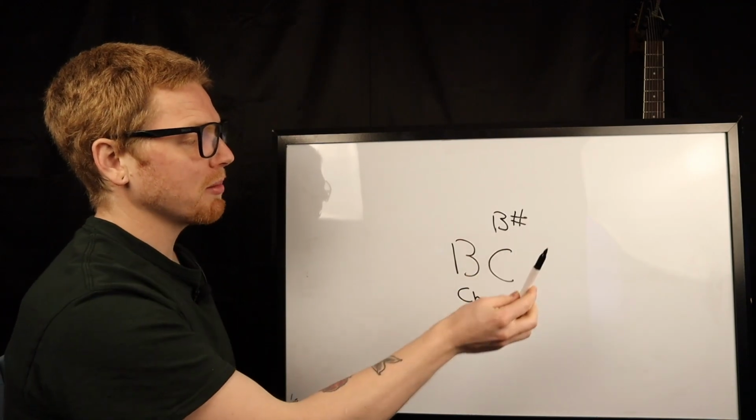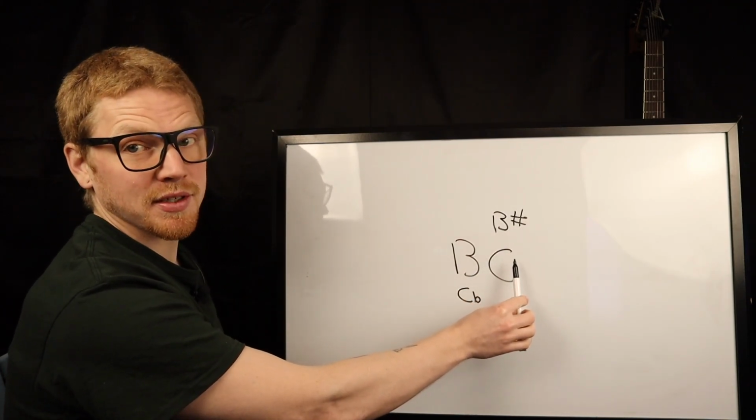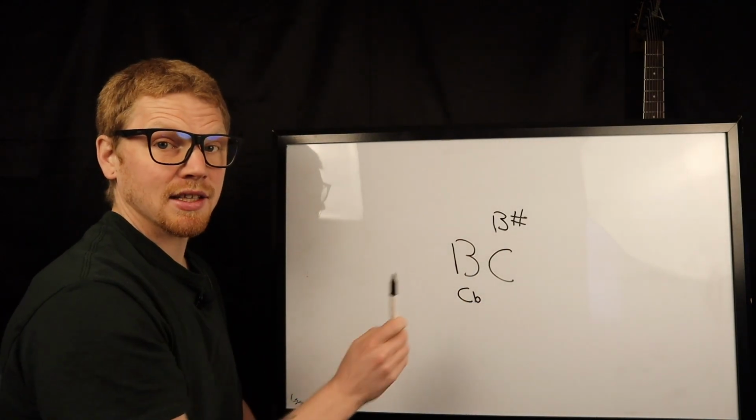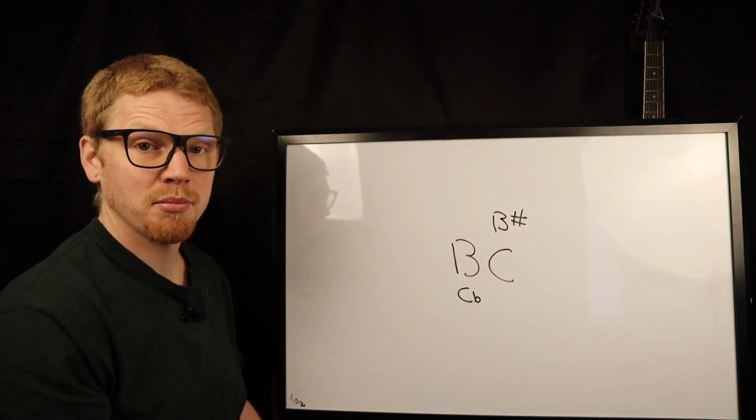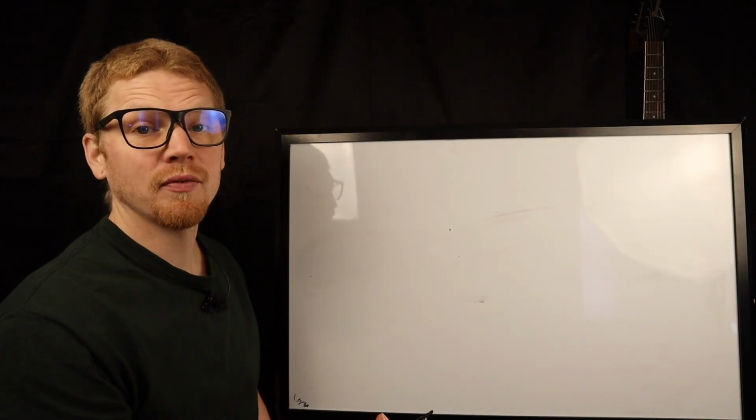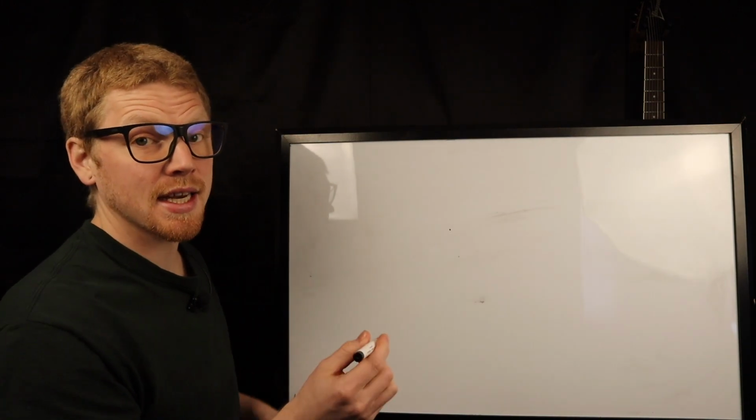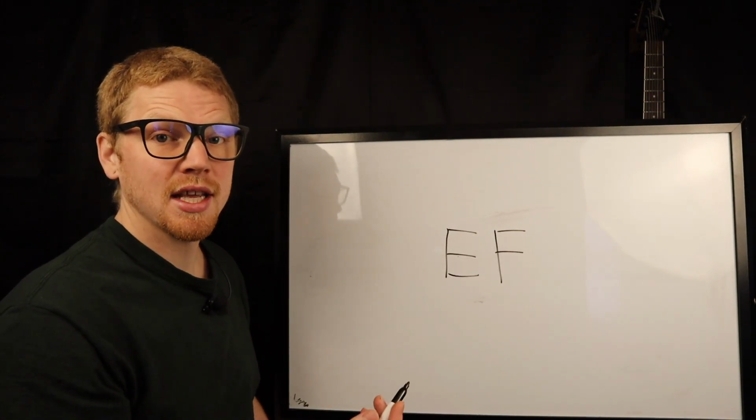So B sharp is going to sound the exact same as C. C flat is going to sound the same as the note B. If we look at our other pair of notes that are right next to each other, E and F, we can have a similar thing happen.